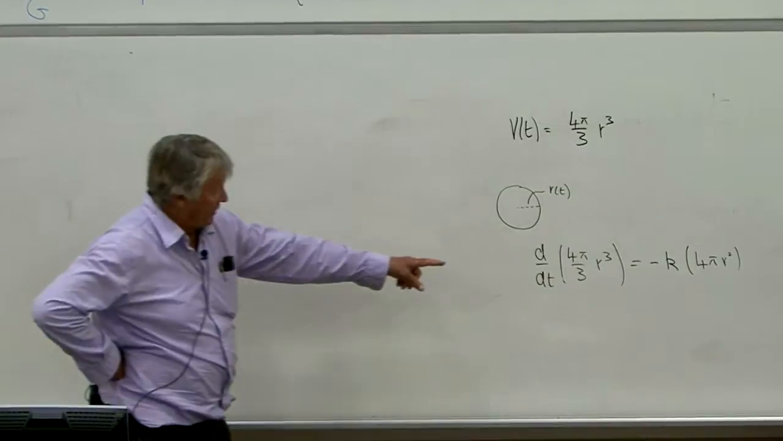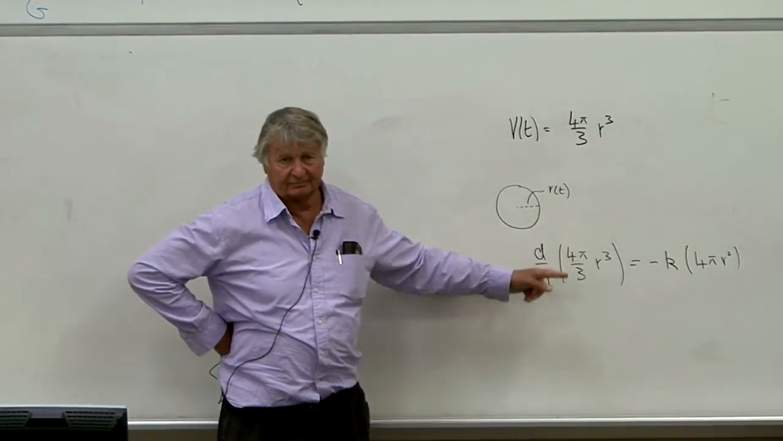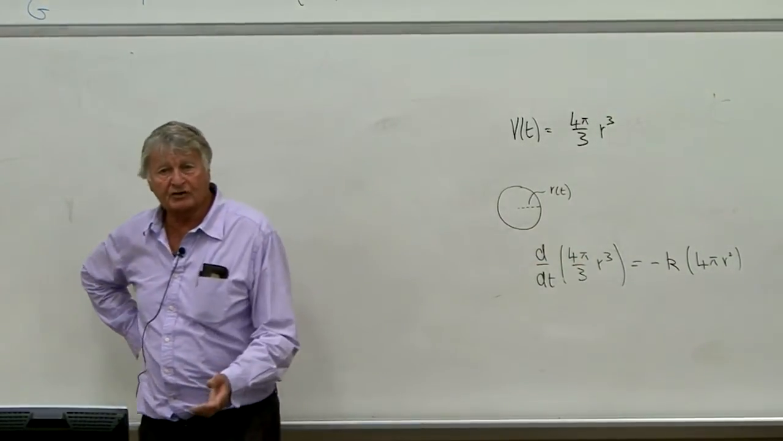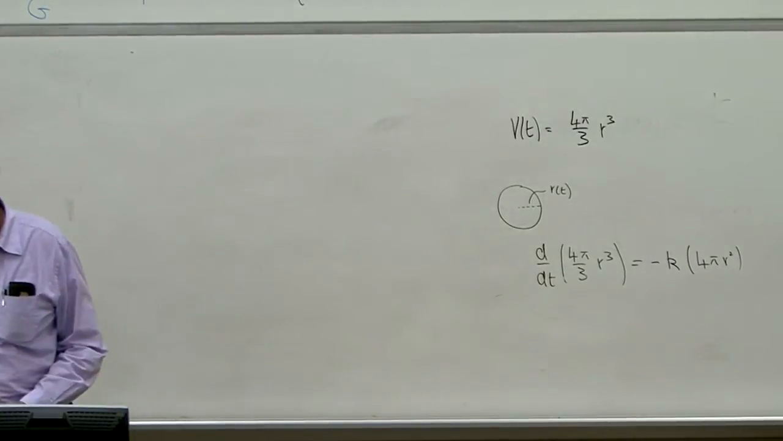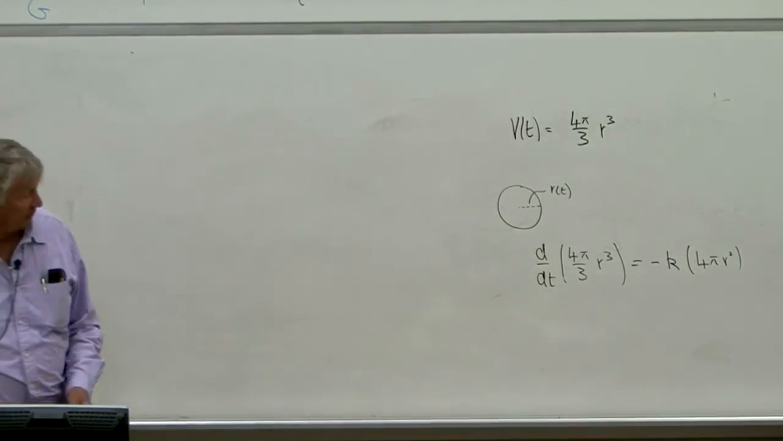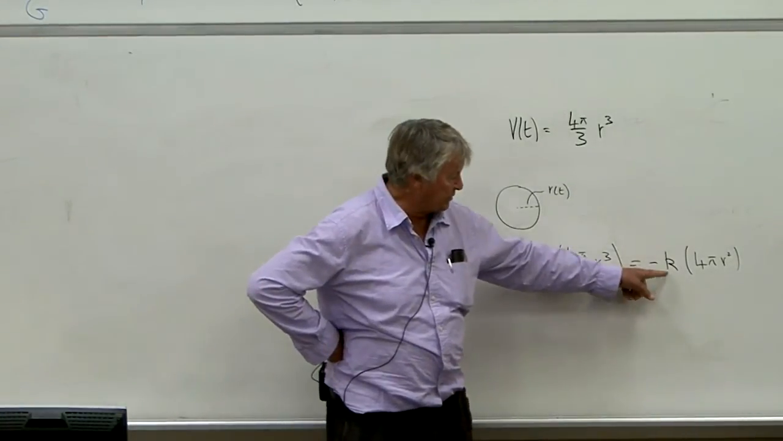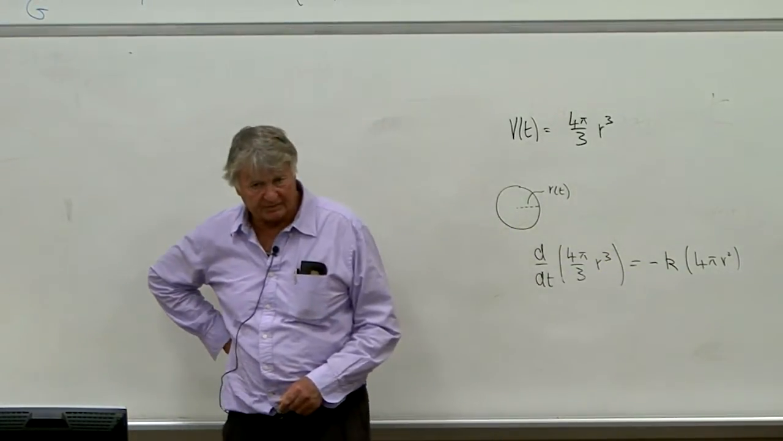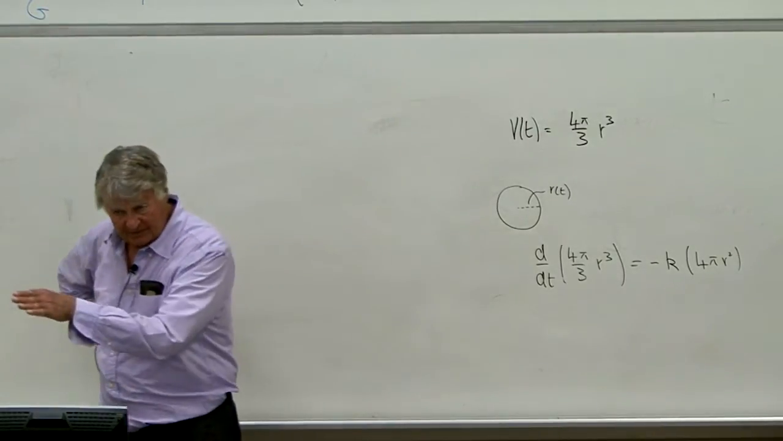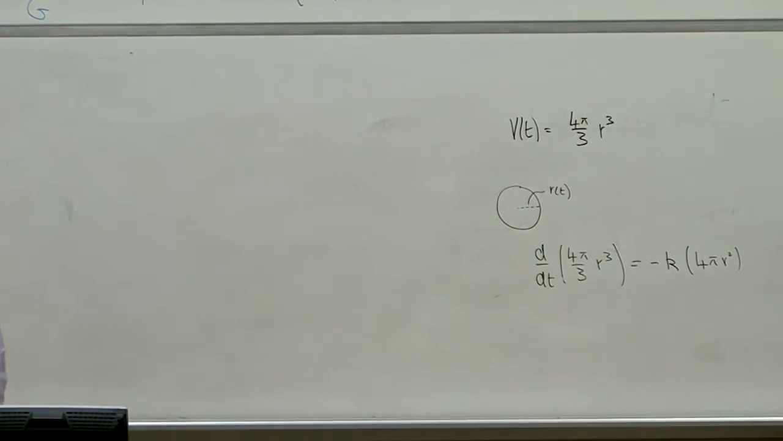If I differentiate this, I get 4 pi r squared dr/dt on the left-hand side. So I get 4 pi r squared dr/dt equals minus k 4 pi r squared. The 4 pi r squareds cancel, and so I get a lovely, simple differential equation. dr/dt is minus k, which I know about 90% of you can solve.